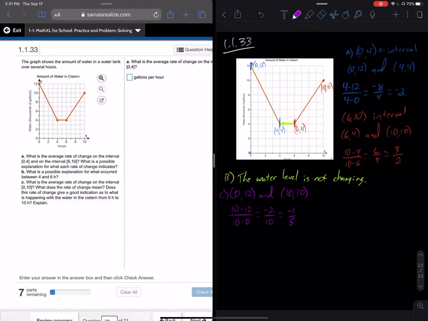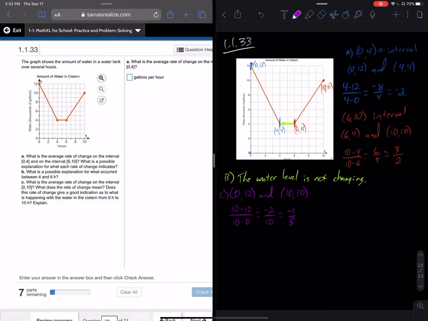And what does the rate of change mean? That means the amount of water decreased over those 10 hours. So whatever limit we were at, the 12 gallons, now at the very end we're only at 10 gallons. So that's just telling me that the level of the water decreased from the very beginning to the end. We have an overall net decrease.